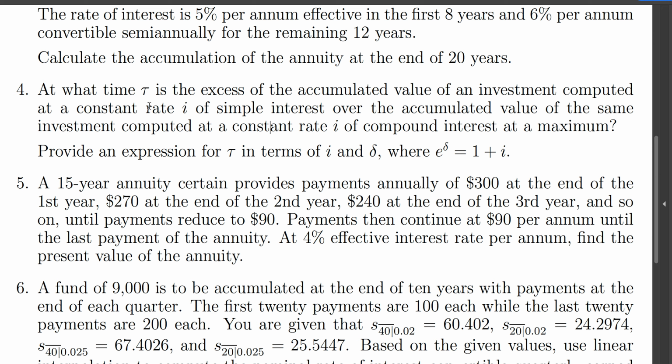Here we are asked to find an expression for the time where the excess of simple interest over compound interest is at its maximum. So what that means is that the simple interest, as you know, is given by this formula, 1 plus it. And then there is also an expression for compound interest, 1 plus i to the power of t. And the excess of simple interest over compound interest is just the difference.